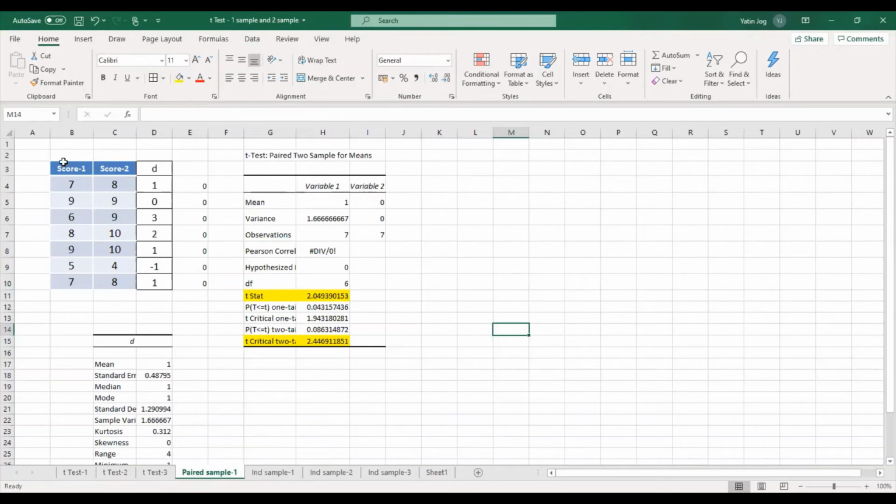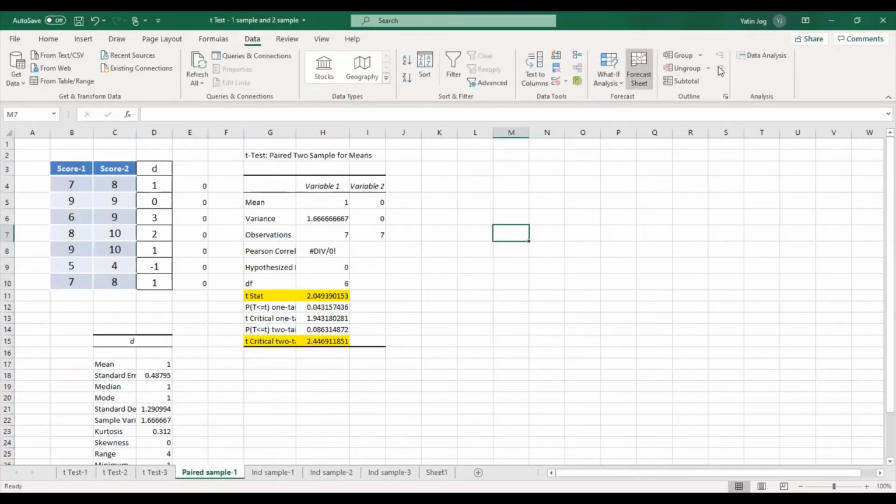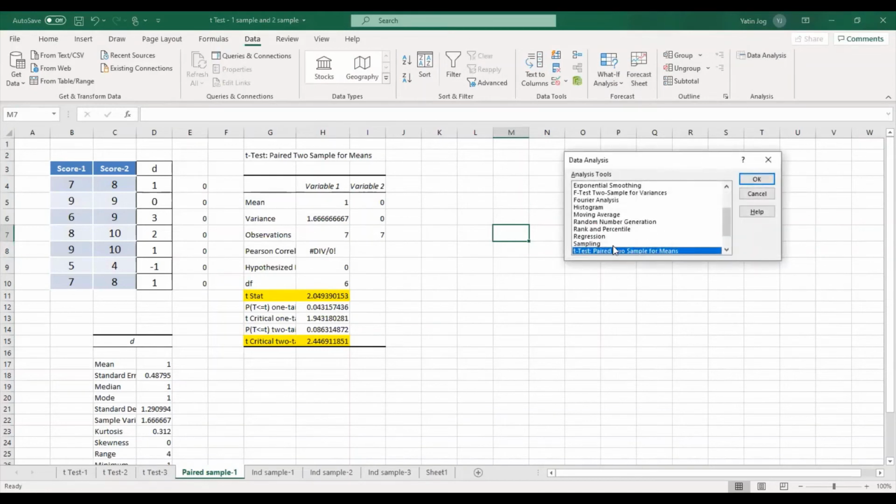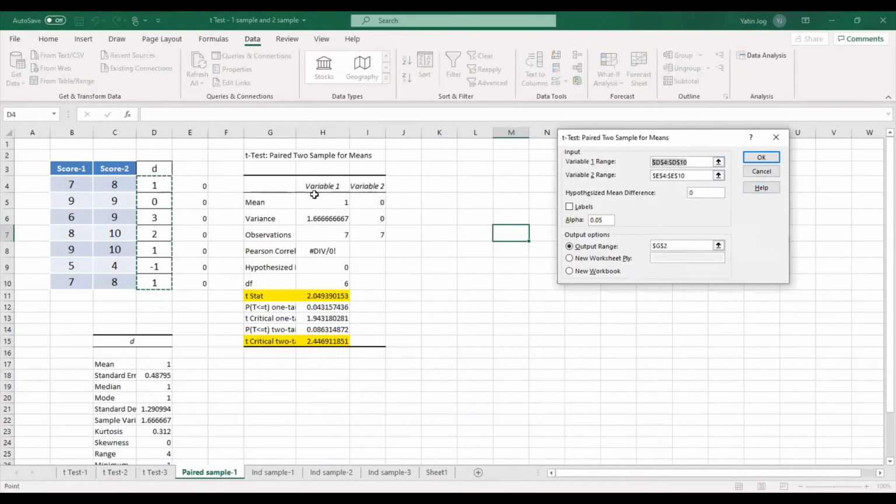Now the third method, considering the actual two samples. So again, go to data analysis, use the same t-test paired samples for means, click on OK. Now select variable 1 as score 1 and variable 2 as score 2, which are the actual two samples. Hypothesized mean remains 0. Suppose I have to start my output from this location and then click on OK.